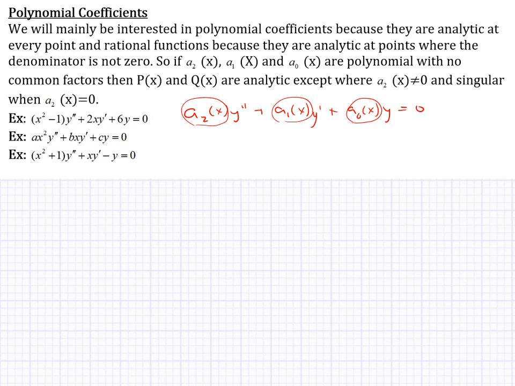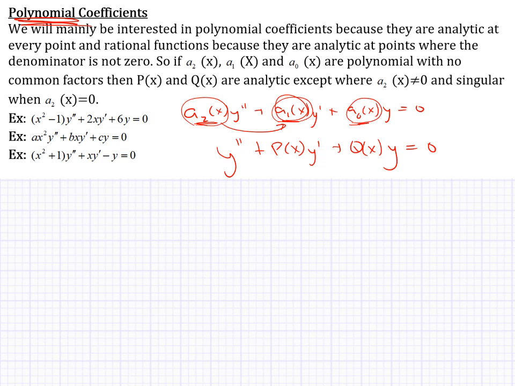Instead, we'll make it a little bit easier and narrow it down and say we're only going to look at differential equations where these coefficients are polynomial coefficients. Okay? So not e to the x, sine x, log x, just straight polynomials. Now, if these are polynomials, when I put it in standard form, y double prime plus p of x, y prime plus q of x, y equals 0, then p of x would be a sub 1 divided by a sub 2, and q of x would be a sub 0 divided by a sub 2.